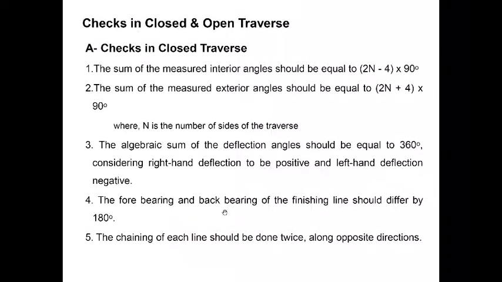And then we have the check that we used to apply in compass traversing, that the difference between the fore bearing and back bearing should be 180 degrees. That is obviously if you have those bearings and are working with either a prismatic compass or some added adjustment in your theodolite. And then the chaining of each line should be done twice along opposite directions.